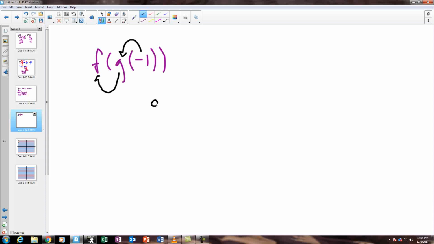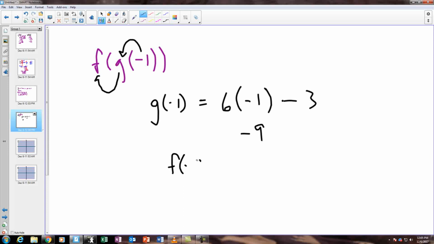So the first thing I need to do is figure out what is g of negative 1. Well, if I look at equation g, it was 6x minus 3. That means I'd have 6 times something minus 3, but that something is negative 1. Well, 6 times negative 1 is negative 6, minus 3 is negative 9. So now that answer needs to go into f.